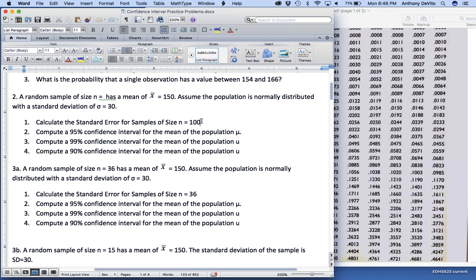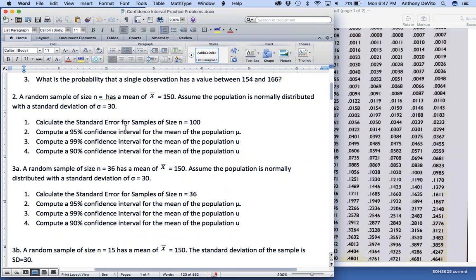Okay, so let's take a look at that. What would that be equal to? That's going to be equal to sigma over the square root of the sample size. Sigma is 30. The sample size is 100. The square root of 100 is 10. So 30 over 10 would be 3. So the standard error is equal to 3. This is the standard deviation for repeated samples of size 100 from this population, and we can say this because we know the population standard deviation.